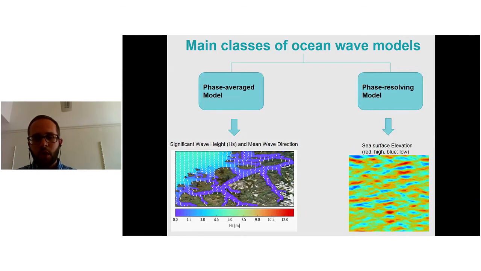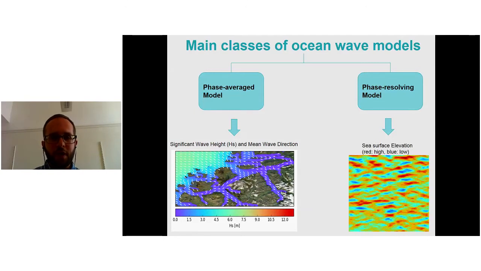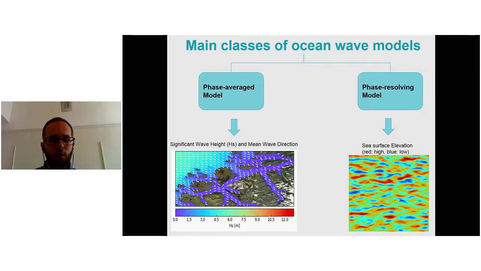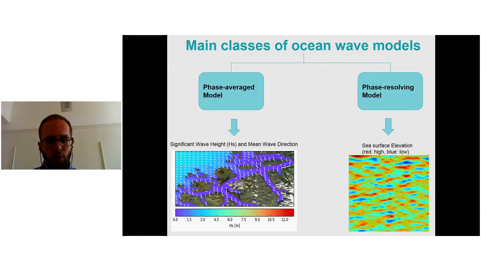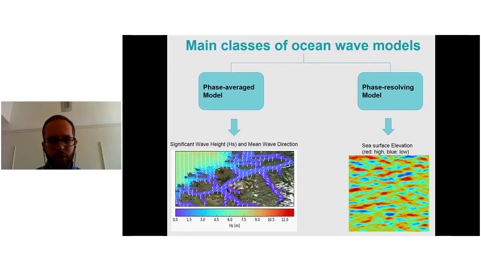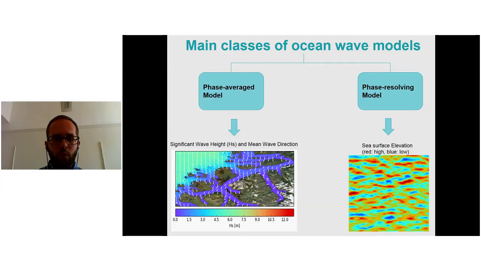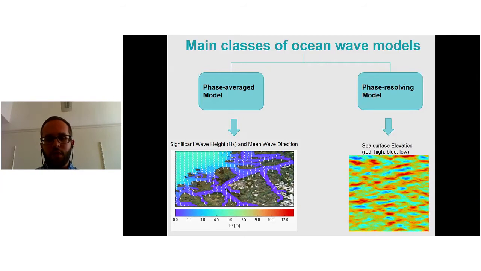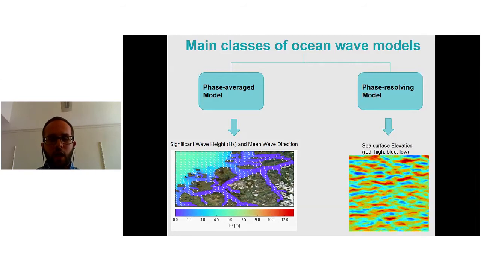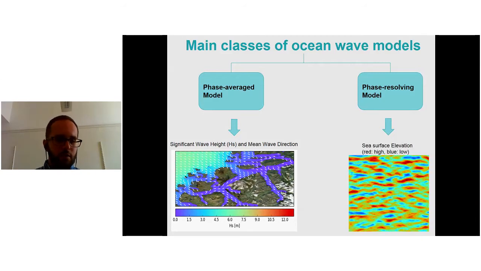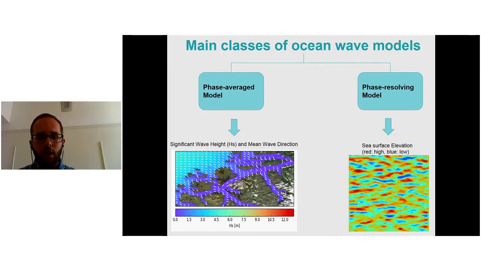So here, for example, we can see an example of a phase average model on the left. We have a visualization of significant wave height with different colors and the mean wave direction with the arrows. So we see, for example, the wave conditions inside the fjords in the coastal regions in an area that is about 100 kilometers wide.